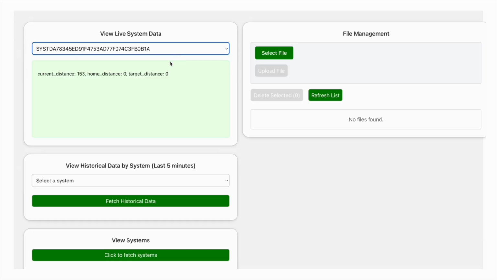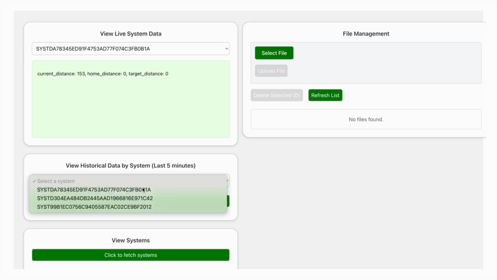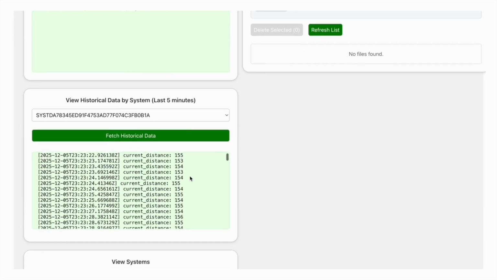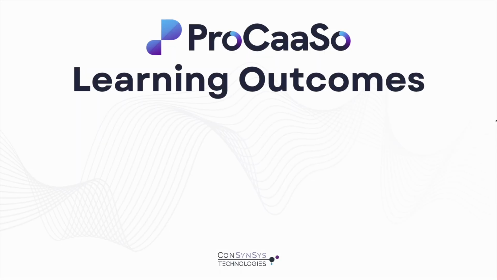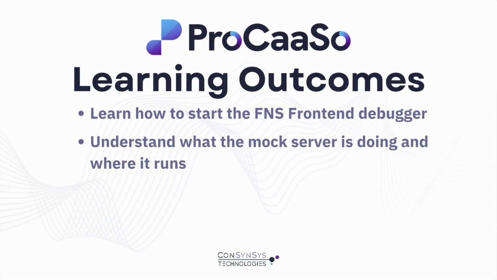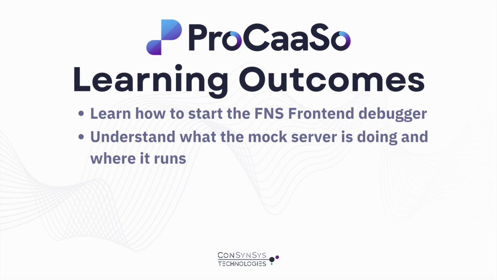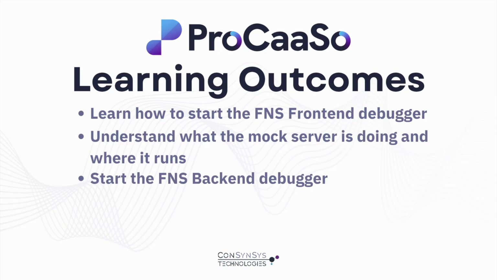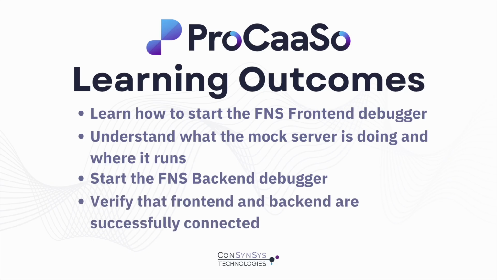Now, it's time to connect the two and see how your front end communicates with your back end in real time. By the end of this video, you will learn how to start the FNS front-end debugger, understand what the mock server is doing and where it runs, start the FNS backend debugger in parallel with the FNS front-end debugger, and verify that the front end and back end are successfully connected.